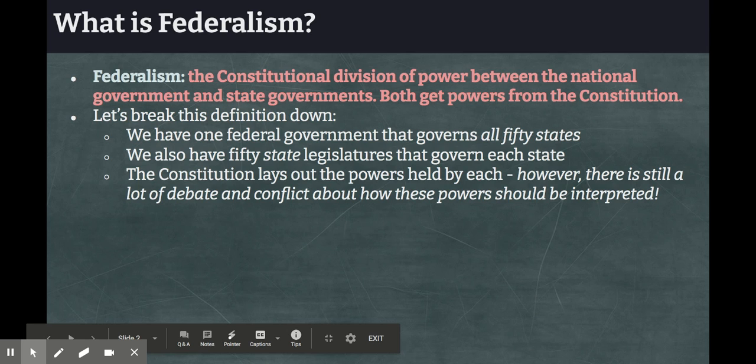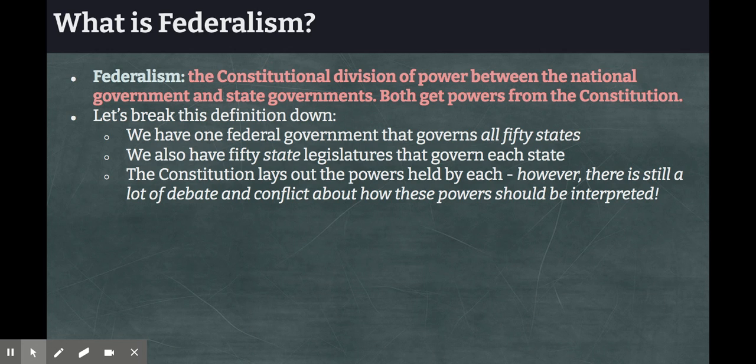All right. Well, today we're going to be talking about federalism. As per usual, you're going to take notes by dividing your paper in half, writing the term in blue on the left and the definition in pink on the right. So, what the heck is federalism?